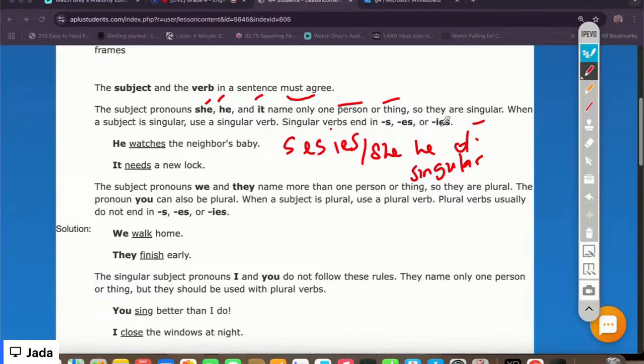So if the subject is any of this, obviously the verb will be singular and it basically ends with any of this: s, es, or ies. So the singular verb ends with s, es, or ies. So he watches the neighbor's baby. Now watches, he watches. As you can see, watches ends with es. And it needs a new look. As you can see over here, it is also singular and the verb needs ends with s.